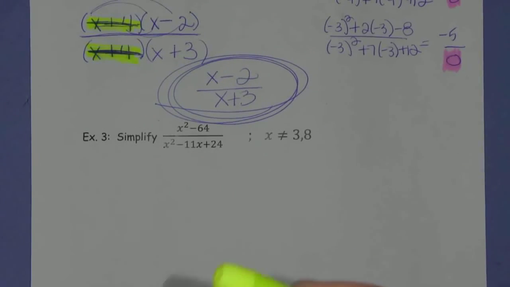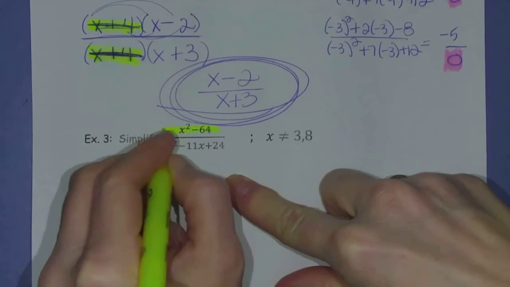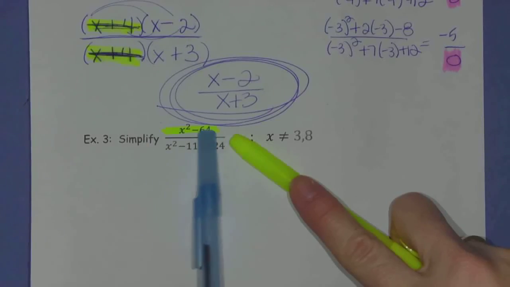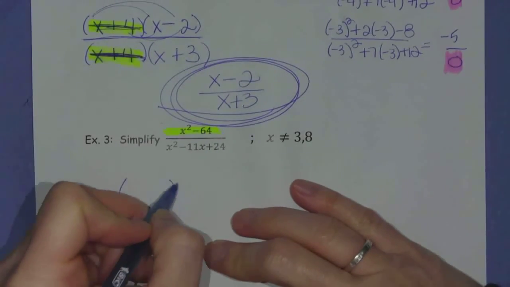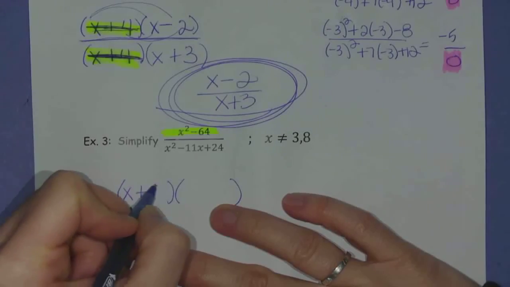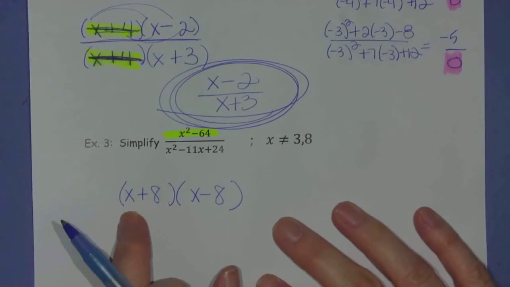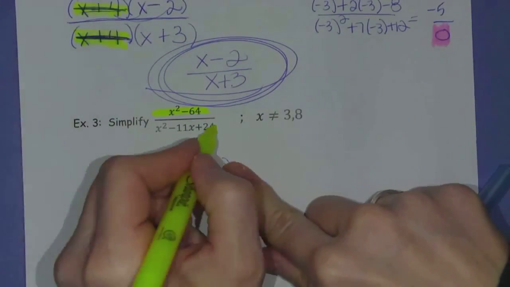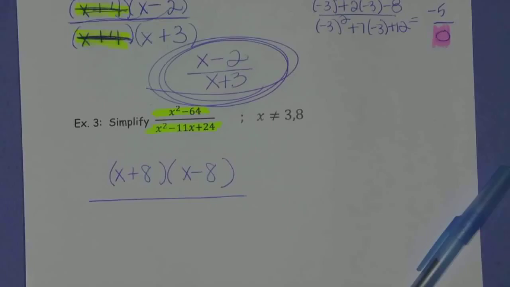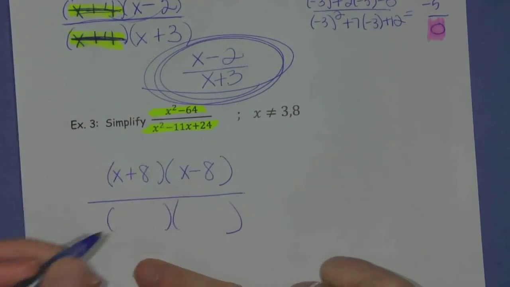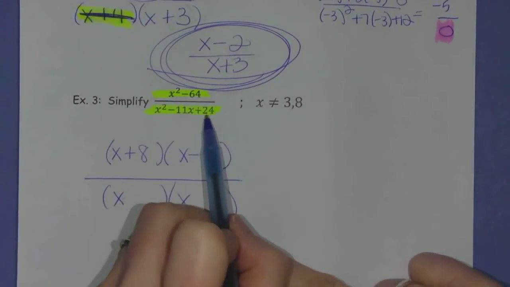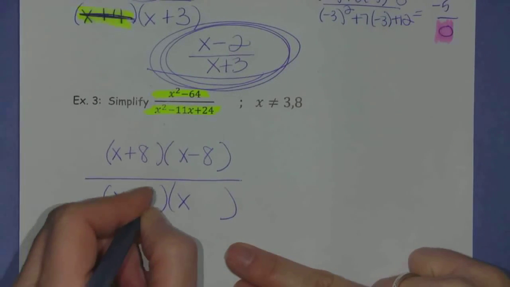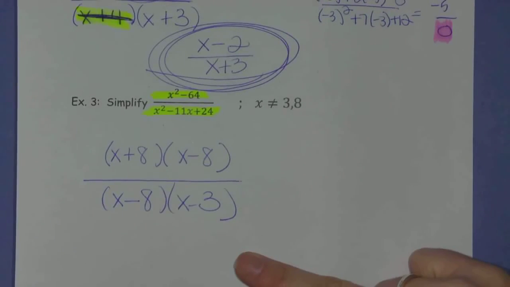So let's just get into factoring. So my top here, x squared minus 64, is the difference of two perfect squares. So that factorization is going to be x plus 8, x minus 8. Now I'm doing that quickly because we've already studied this. The bottom, again, no GCF in sight. So I'm going to go right to two parentheses. I need two numbers whose product is positive 24 and whose sum is negative 11. And that will be negative 8 and negative 3.